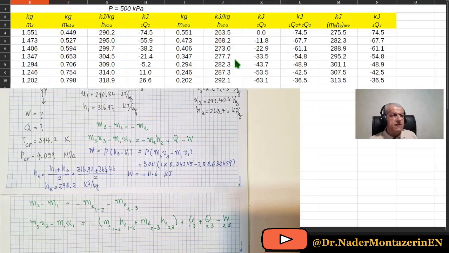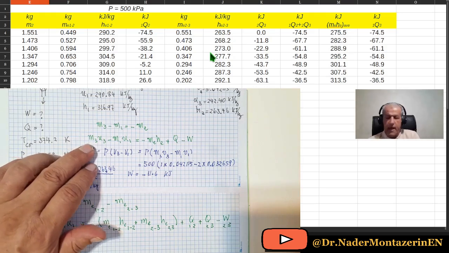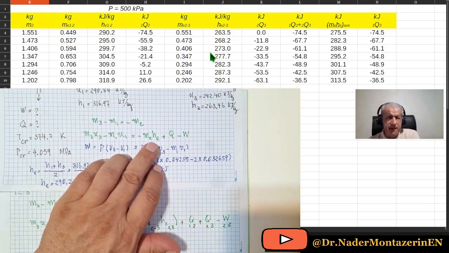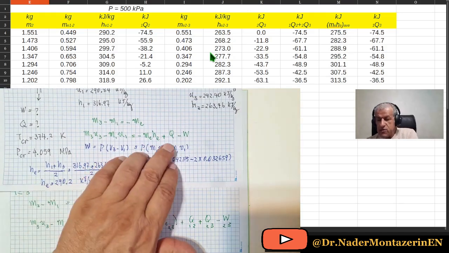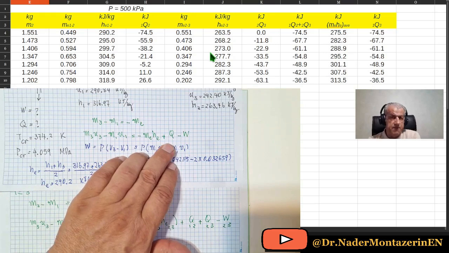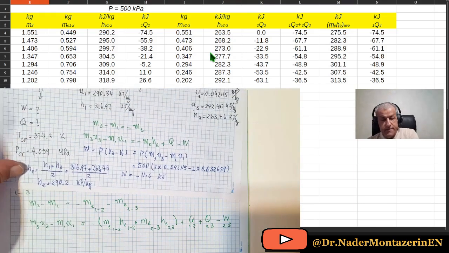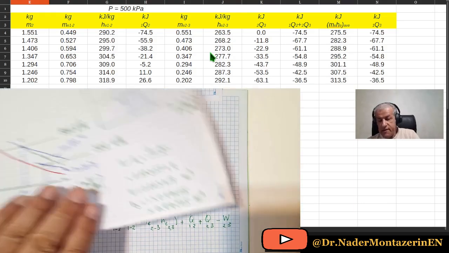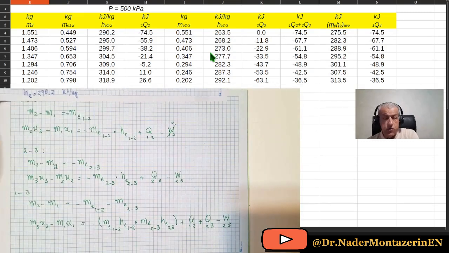Now let's sum up what all this is telling us. You see, to start with, I just wrote the first law of thermodynamics and tried to do some very simple averaging for HE and calculated Q from it. And the value was 60.7 kilojoules.